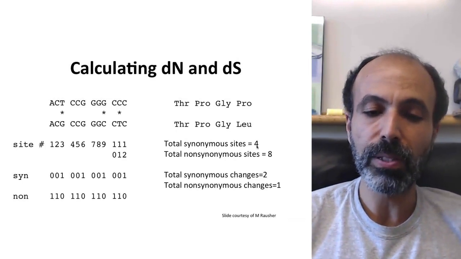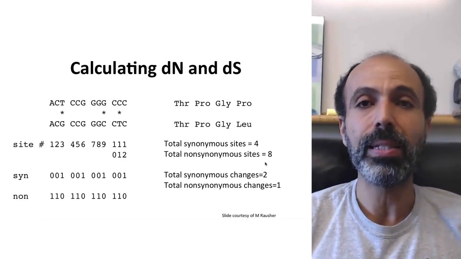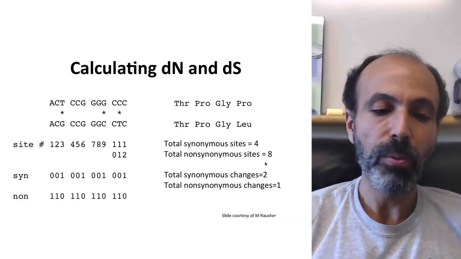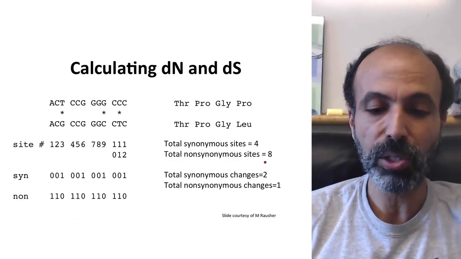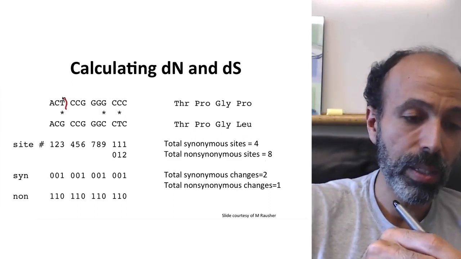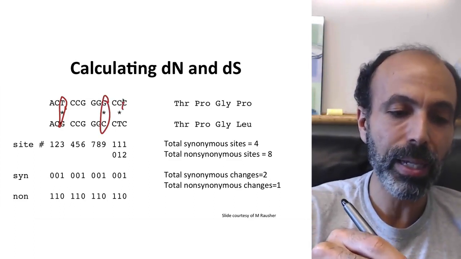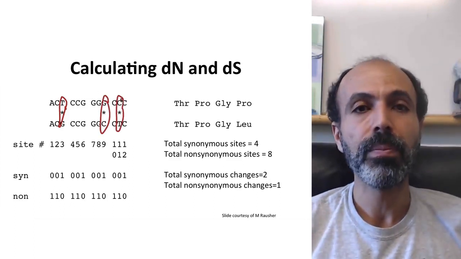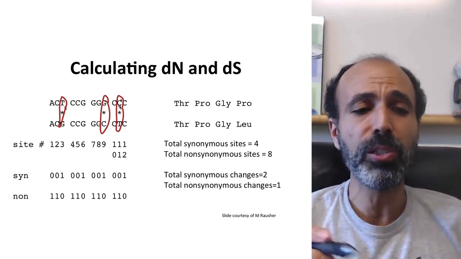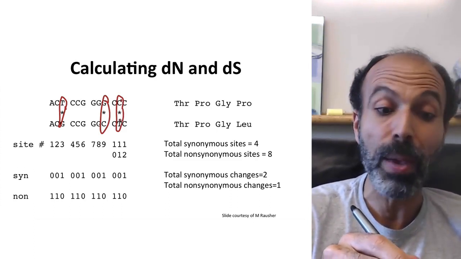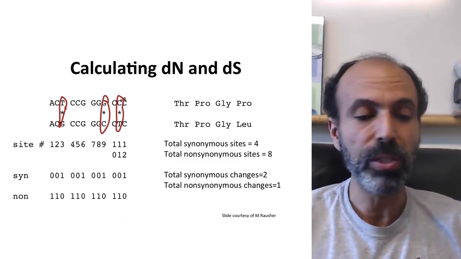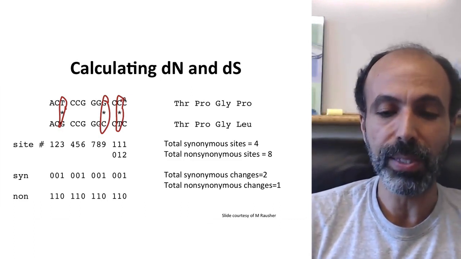So again, we have 4 synonymous sites and 8 non-synonymous sites. When we look at the changes, we actually have 2 synonymous changes. This is one synonymous change, this is the other, and we have one non-synonymous change, which is that one right there. Now we're not necessarily showing a direction. We're not saying it changed from C to T. It may have changed from T to C. We don't actually know, but we're just calling these differences.